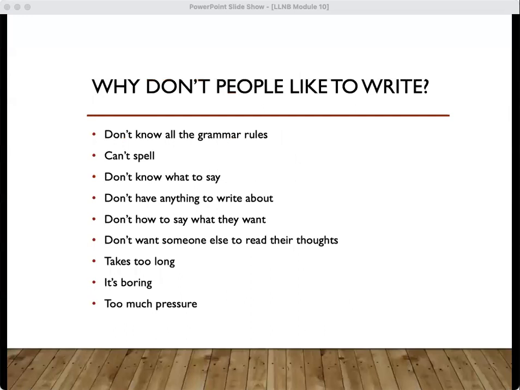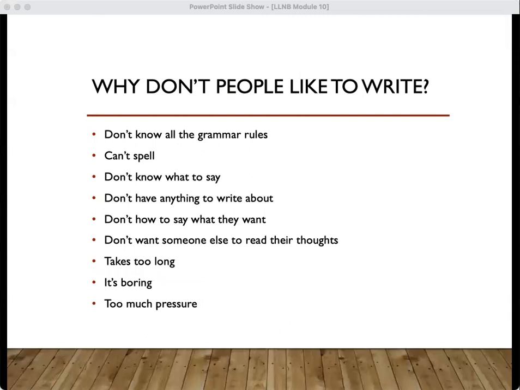Many people do not like to write or certainly don't feel like they're confident writers. Here are some common reasons why someone may not want to write. They don't know all the grammar rules. They can't spell. They don't know what to say. They may think they have nothing to write about, or they don't know how to say what they want. They may not want someone else to be able to read their thoughts. They might think it takes too long to write. They might think it's boring. They might feel it's too much pressure. Can you think of some other reasons? How about your own past experience?